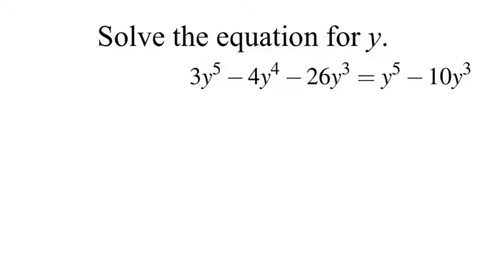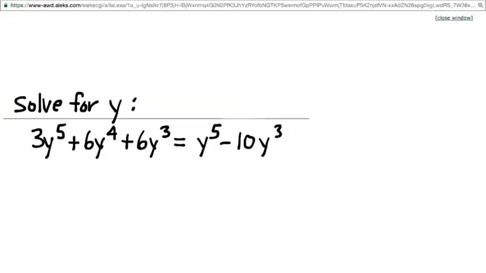Focus on the processes and the steps and the cues in how to know when to do what process in this video. This doesn't look like a factoring problem when I first write it up here on the board, because all it tells us to do is to solve this equation for y. And the equation is 3y to the fifth plus 6y to the fourth plus 6y to the third is equal to y to the fifth minus 10y to the third.